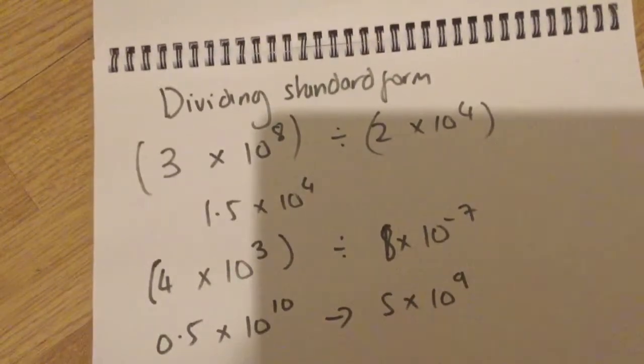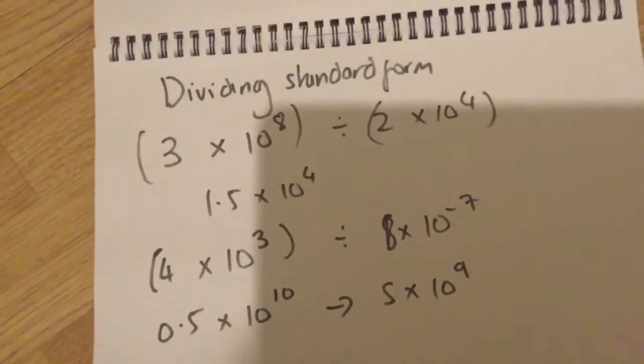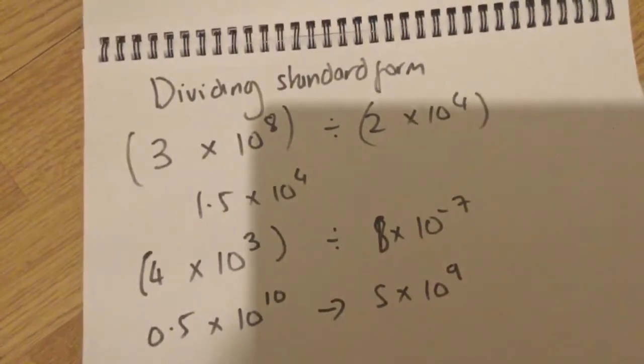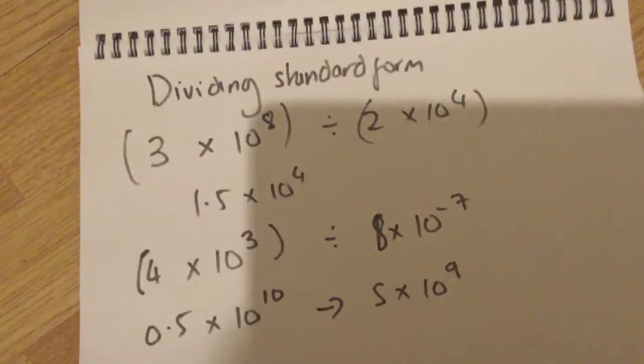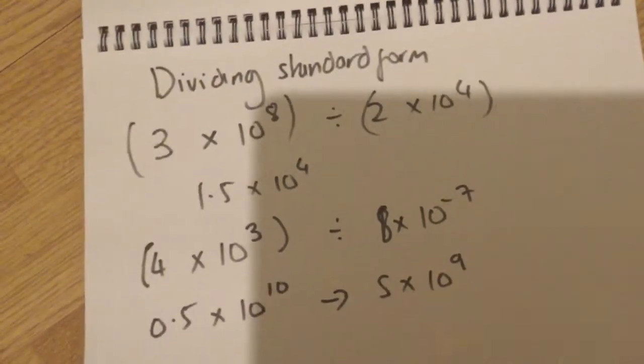The other one can also have a problem as well. 4 divided by 8 is 0.5. Again, that's not between 1 and 9.99. So that's problematic. So what do we do? We increase it, we let it become bigger, so it becomes 5.